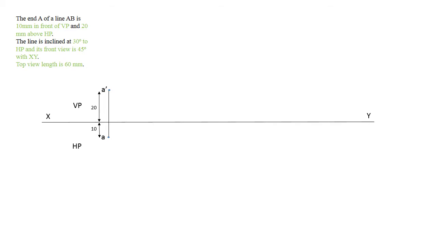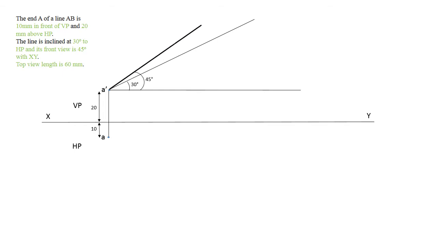So next information that is given is the line is inclined at 30 degrees to horizontal plane and its front view is 45 degree with XY. So we'll draw a line that is parallel to your reference line XY passing through A dash, and from that we'll measure 30 degrees and draw a line, and next we'll also measure 45 degrees and then draw another line. So this 45 degrees will be your front view.